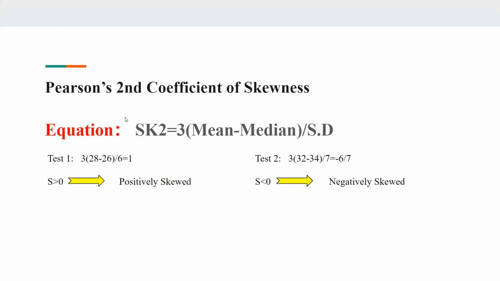The equation of Pearson's second coefficient of skewness is 3 times bracket mean minus median bracket over standard deviation. By substituting the numbers, the result for test 1 is 1, and the result for test 2 is minus 6/7. We interpret the result as follows: test 1 is larger than 0, so it is positively skewed, and test 2 is smaller than 0 and is negatively skewed.